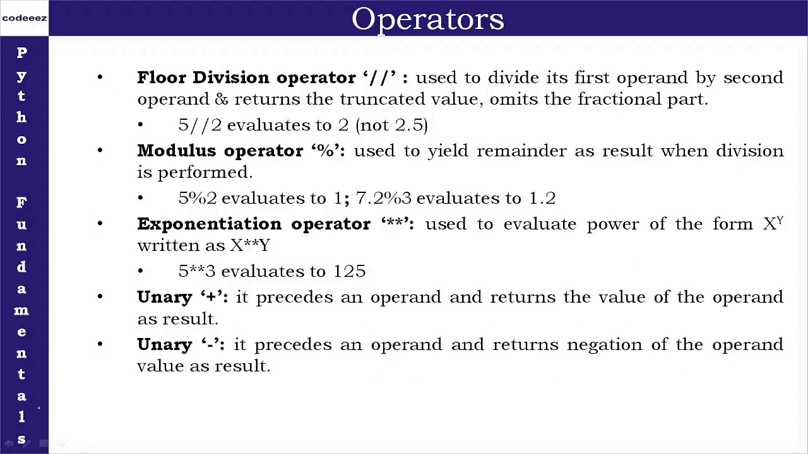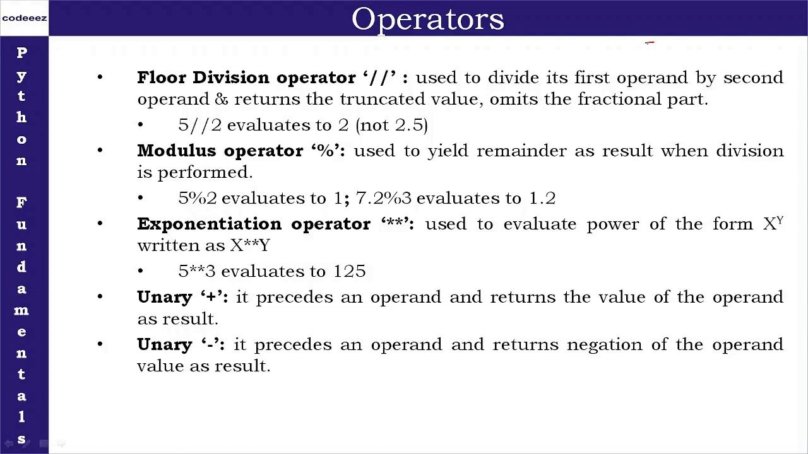Next comes the floor division. Now what is the difference between floor division and normal division? The normal division that we have learned just now was giving you the value in decimal, right? And the floor division truncates the decimal part, and only the integer part is returned as a result.